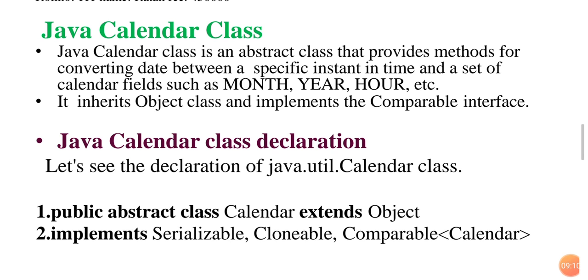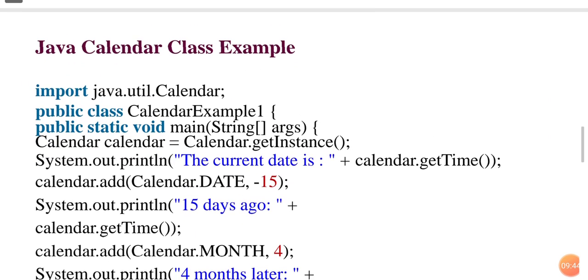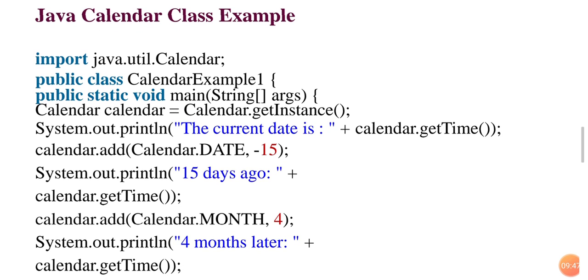So Java Calendar class declaration is like this: public abstract class Calendar extends Object implements Serializable, Cloneable, Comparable<Calendar>. Comparable<Calendar> means Comparable contains one parameter, that is Calendar, compares with the present date, and Cloneable is used to create the copy. Serializable is for converting the objects into the byte stream. So that is the use of Serializable. Here is the example.